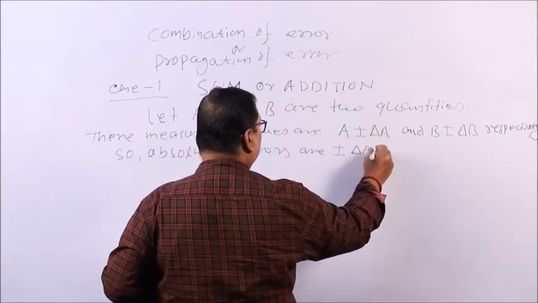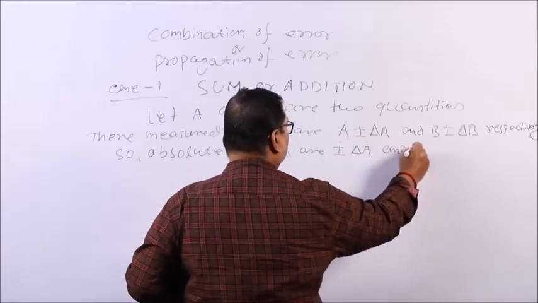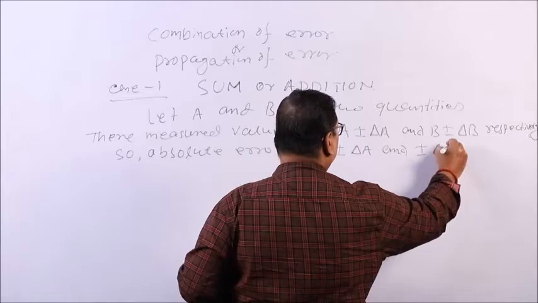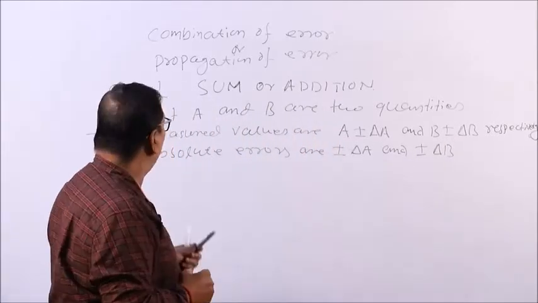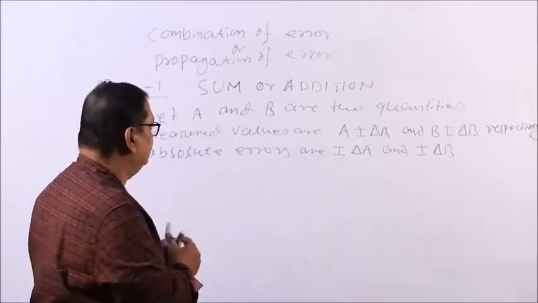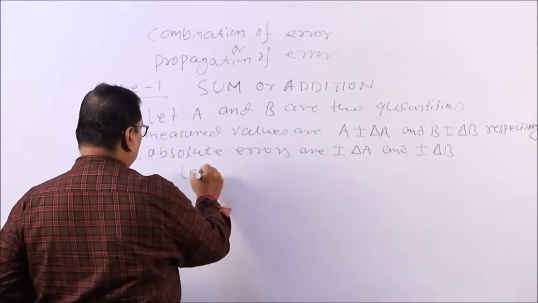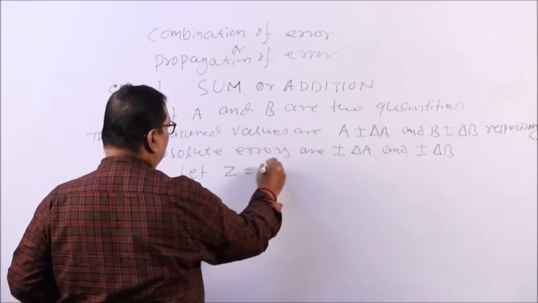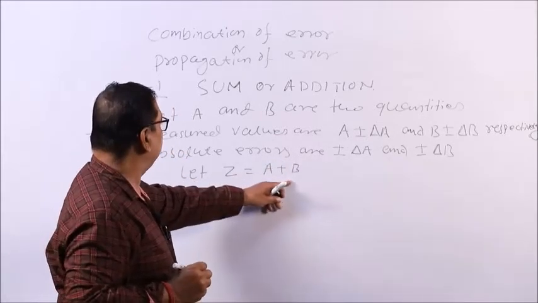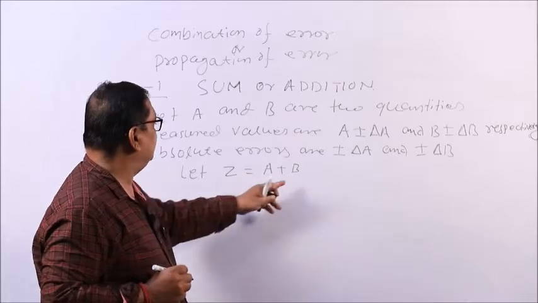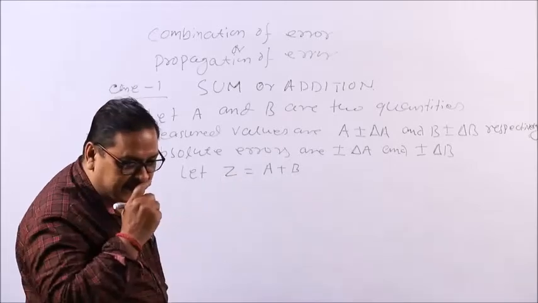Plus minus delta A and plus minus delta B. Now, our aim is to add the two quantities A and B. So, let Z equal A plus B. A is a physical quantity, B is a physical quantity, they are measured, and when they are added, it will give Z.